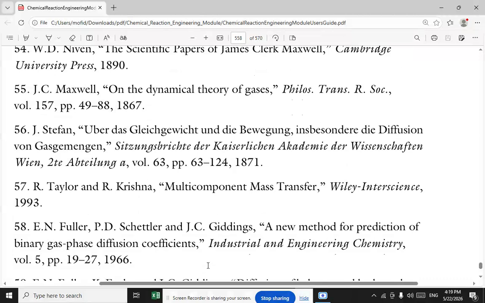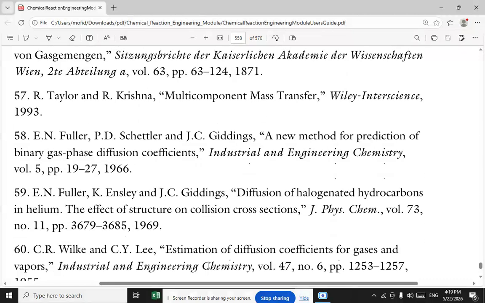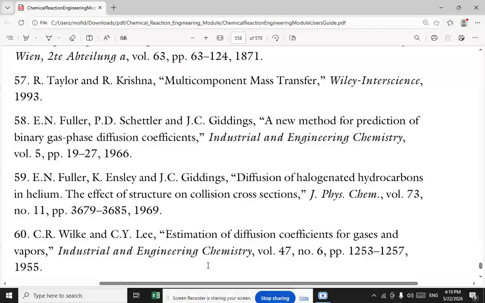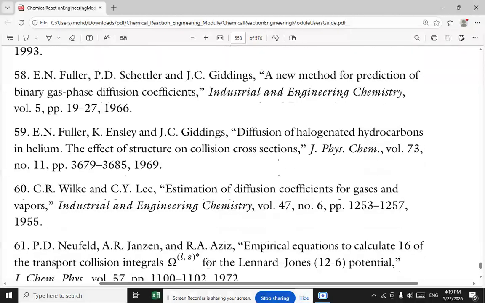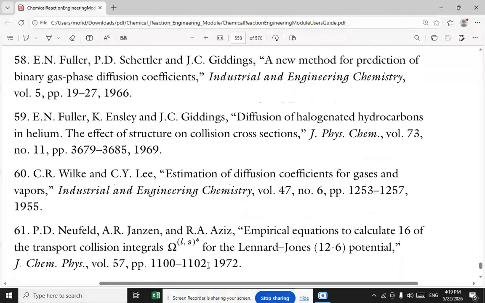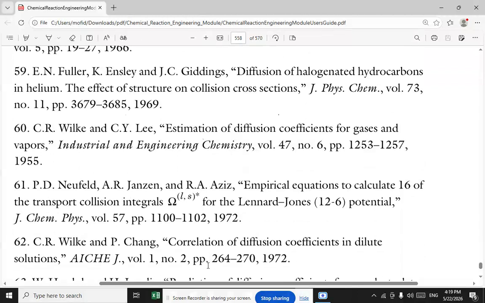The next one was written by Taylor. The name is Multi-Component Mass Transfer. The next one was written by Fuller. The name is a new method for prediction of binary gas phase diffusion coefficients. The next one was written by Fuller, and the name is diffusion of halogenated hydrocarbons in helium, the effect of structure and collision cross-section. The next one was written by Wilke and Lee, estimation of diffusion coefficients for gases and vapors.